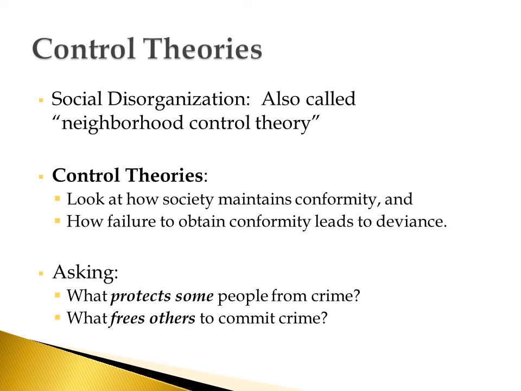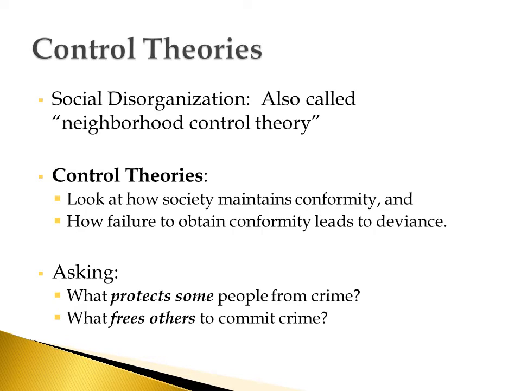In other words, the two big questions the control theorists in this area ask are: what protects some people from committing crime, and what frees others to commit crime? The idea that in the absence of control, you're going to commit crime is a fairly unique assumption in control theories that really sets it apart from some of the other theories that we'll learn about in this class.